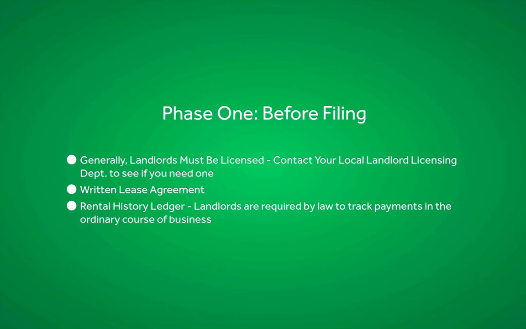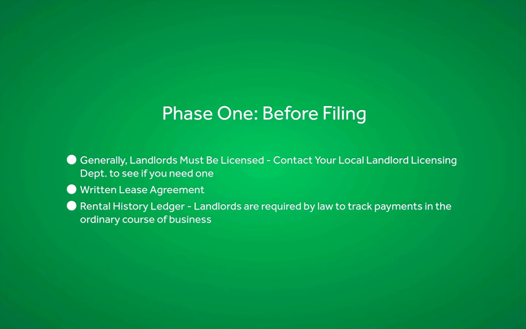Phase 1. Before filing. Generally, landlords must be licensed. Contact your local landlord licensing department to see if you need a license. If it turns out that you do need a license, you may have to apply for one, or you may have to file for a different cause of action other than failure to pay rent. Contact an attorney to discuss your options.